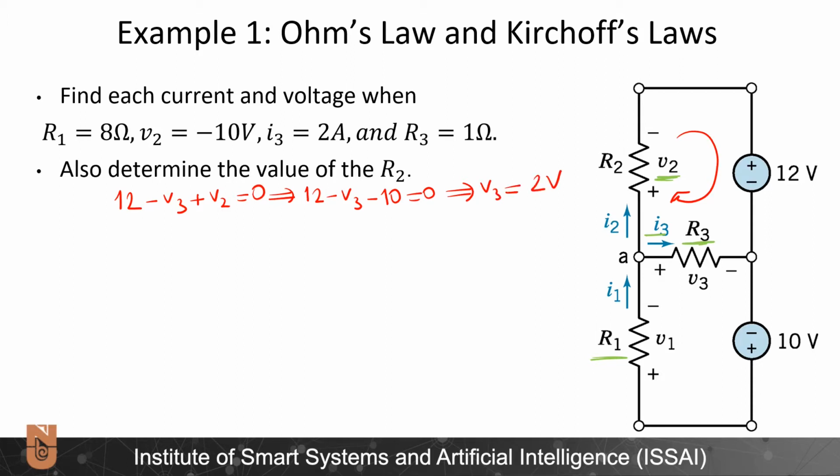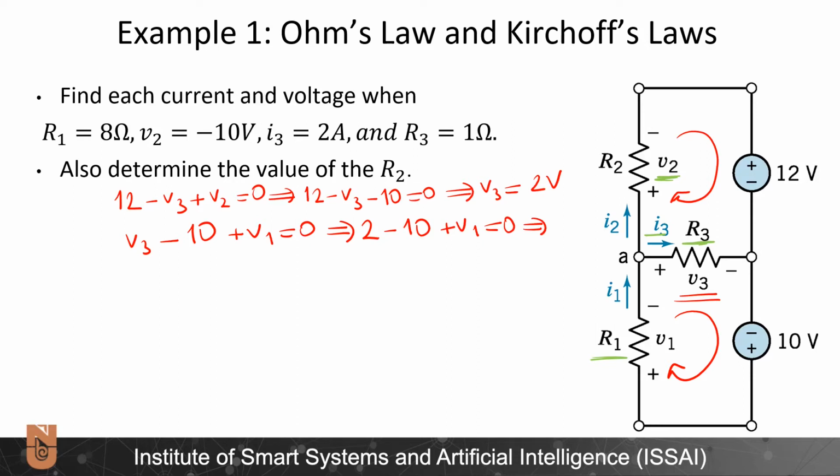So I found the first unknown, V3. Let's try to write another Kirchhoff's voltage law for this loop now. So I start from V3. V3 minus 10, because the arrow enters from the minus part, plus V1 is equal to 0. Since I know V3, I write 2 minus 10 plus V1 is equal to 0. Accordingly, when I solve this, V1 is equal to 8 volts. So now I know V1 as well.